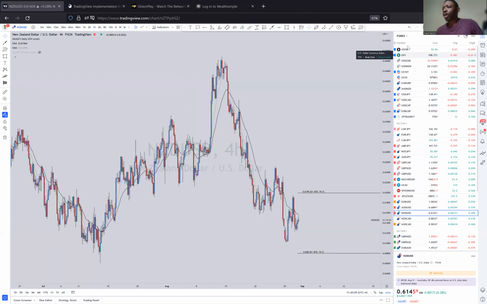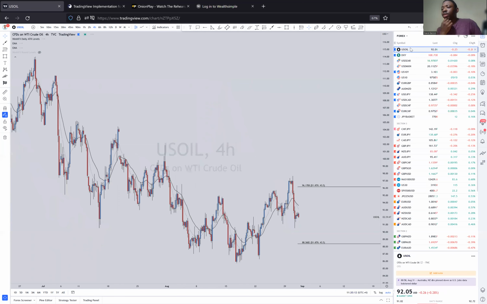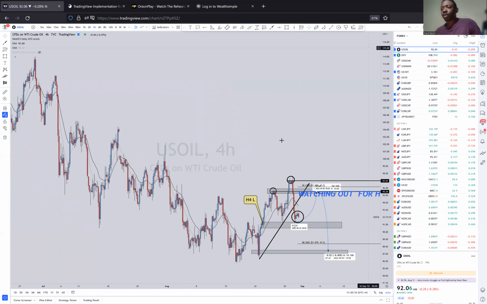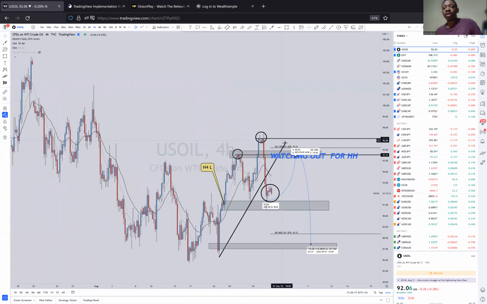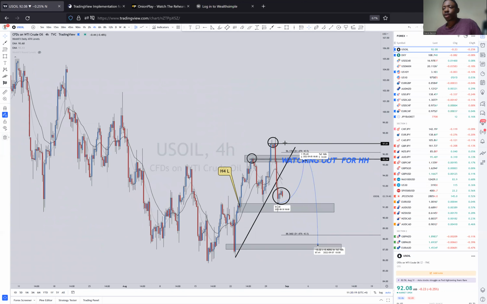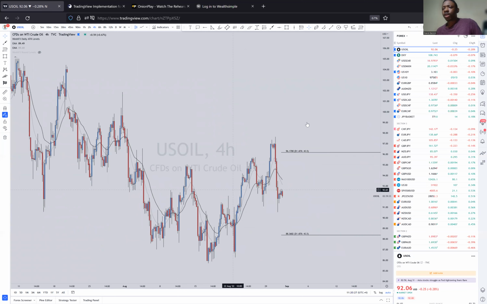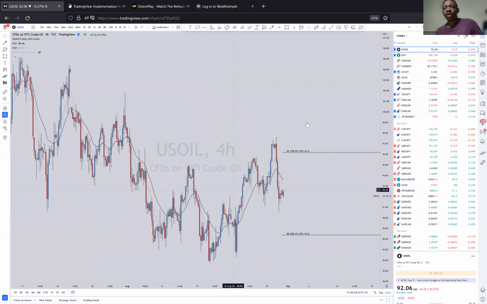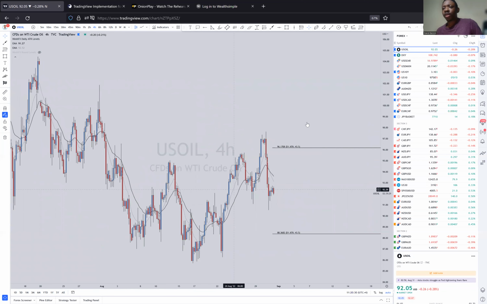So let's start with oil, US oil, with a top-down analysis here. I've done this markup here, but I'm going to delete everything for the purpose of this breakdown. So what can we see here? US oil on the H4 time frame.